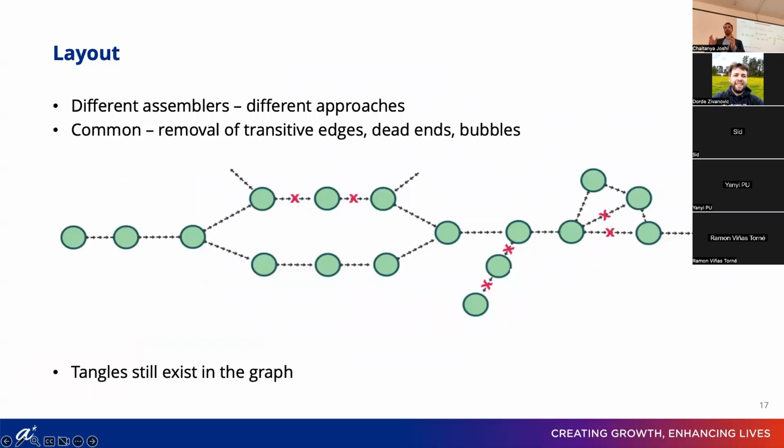So there are some structures in the graph which are easy to identify and which assemblers traditionally remove. These are transitive edges, such as these structures here. These are dead ends, and these so-called bubbles, which often stem from single nucleotide polymorphisms or structural variations. But then there are also tangles in the graph, as I mentioned, which we don't know how to solve. More on that slightly later.